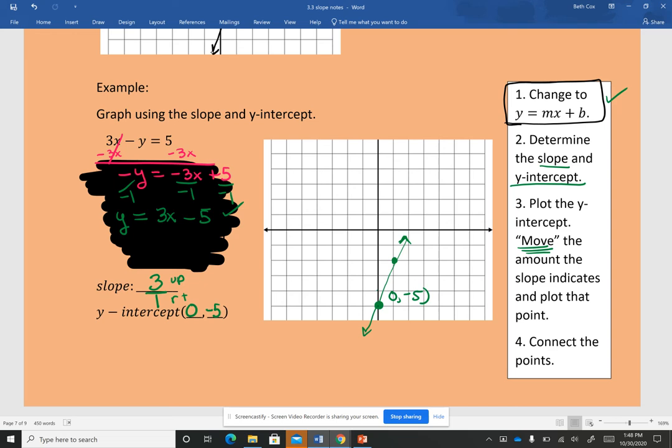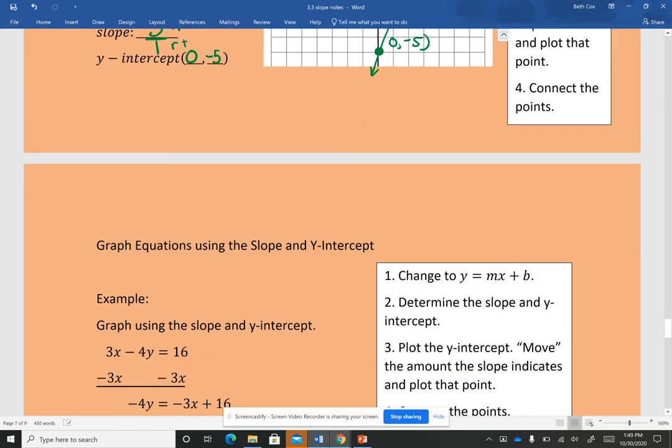I could do more points. I could do another 3 and 1, and another 3 and 1, and get more points on my line, and make my line bigger and longer. But I only need 2. So you don't have to do that. There we go. Let's do another example.